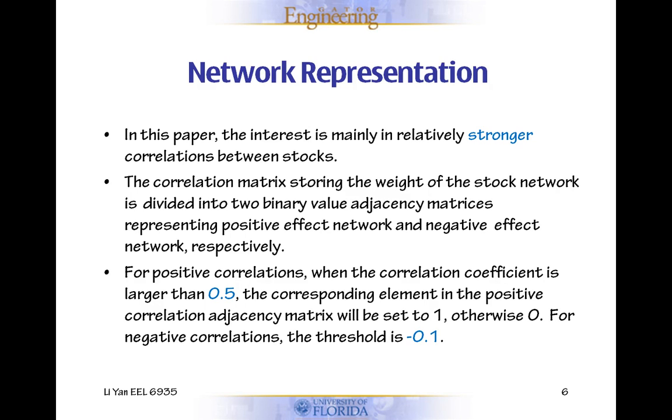The correlation matrix storing the weights of the stock network is divided into two binary value adjacency matrices representing the positive effect network and the negative effect network. For positive correlations, we use the threshold of 0.5 to determine whether the element in the corresponding adjacency matrix should be 1 or 0. For the negative correlation matrix, we use the threshold of minus 0.1.